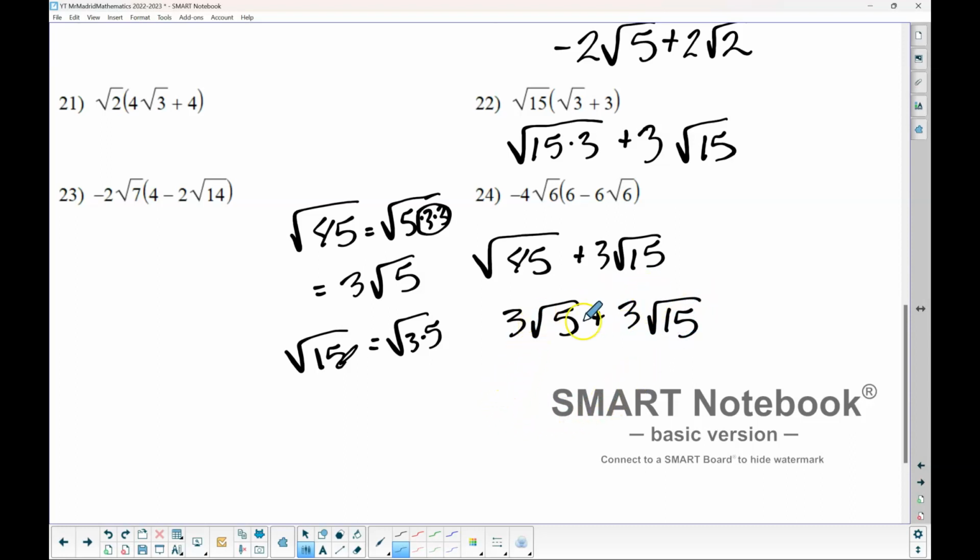Okay? Now, if you're looking at this and thinking, well, the 3's match, no. What has to match is what's underneath the radical. That's a 5, that's a 15. It doesn't match, so we're done with that. Okay? So that was multiplying.